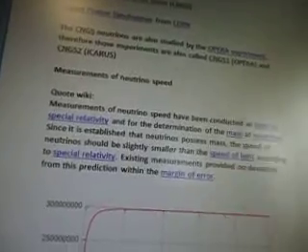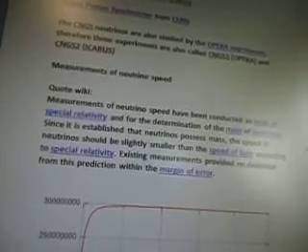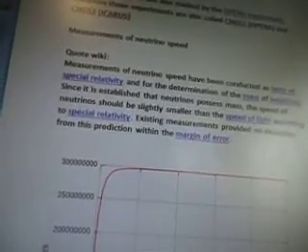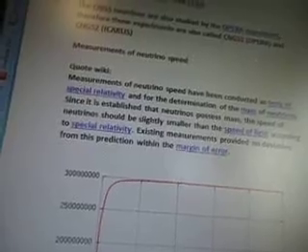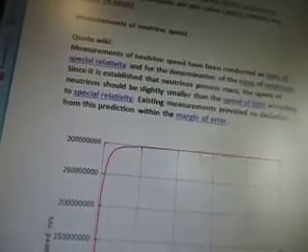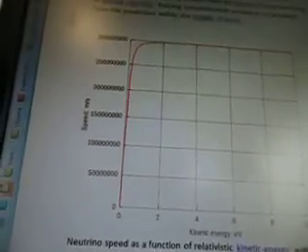Measurements of neutrino speed, quotes from Wiki: measurements of neutrino speed have been conducted as tests of special relativity and for the determination of the mass of neutrinos. Since it is established that neutrinos possess mass, the speed of neutrinos should be slightly smaller than the speed of light, according to special relativity. Existing measurements provided no deviation from this prediction within the margin of error. And this is speed in m/s and kinetic energy in eV. So that's what that graph says.